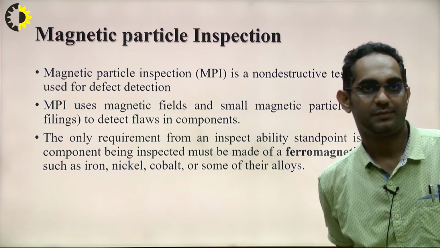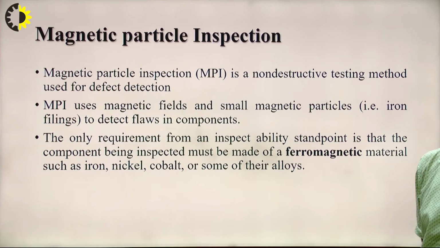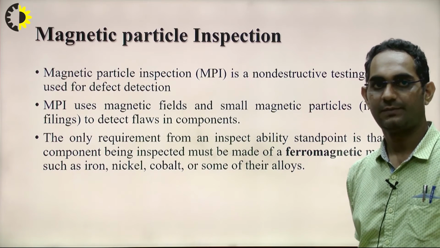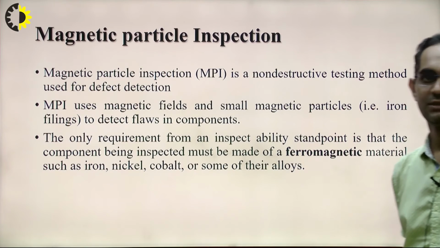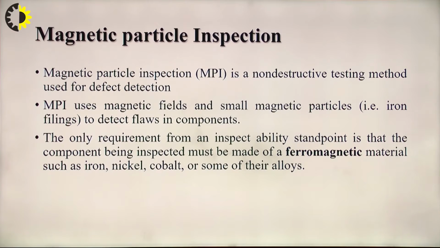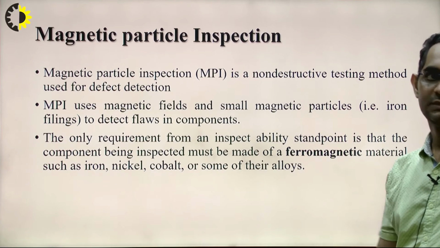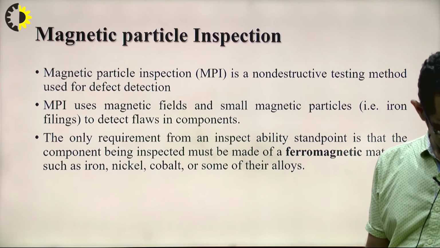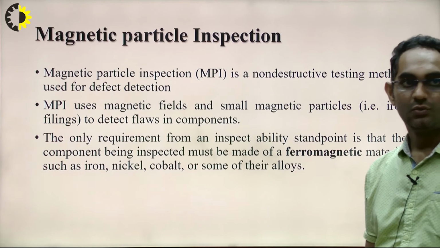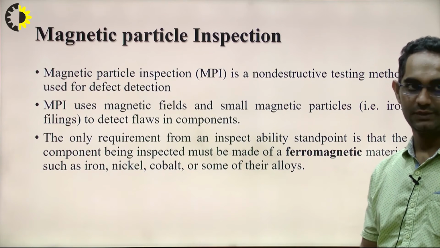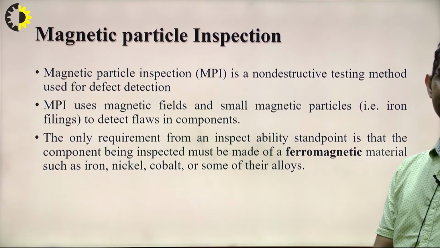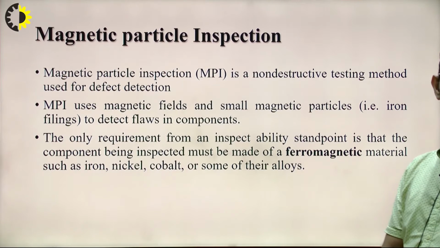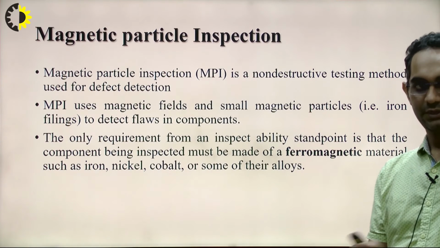Magnetic particle inspection is a non-destructive testing method used for defect detection. For what purpose is it used? MPI uses magnetic fields and small magnetic particles, that is iron filings, to detect flaws in components.